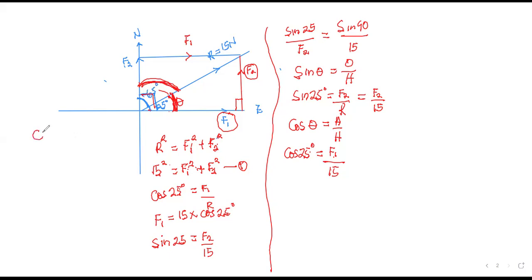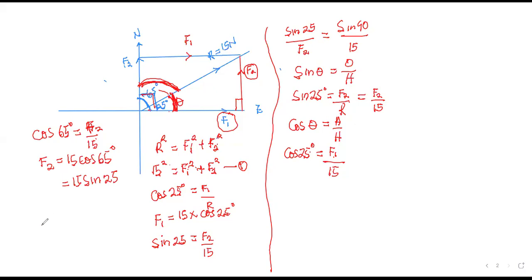So if I take cos of 65 degrees, adjacent over the hypotenuse, which is 15. Don't forget the adjacent is F2. F2 would be equal to 15 cos 65. And this will be the same as 15 sine 25. 15 cos 65 is equal to 15 sine 25.